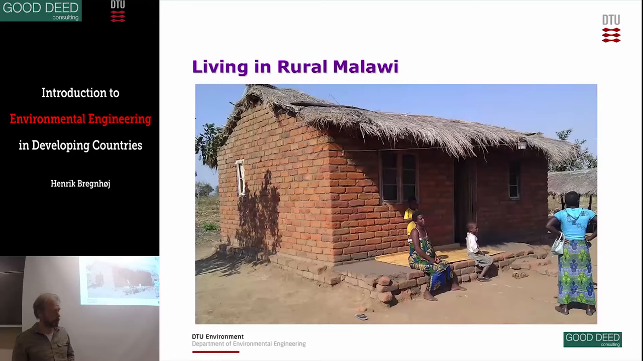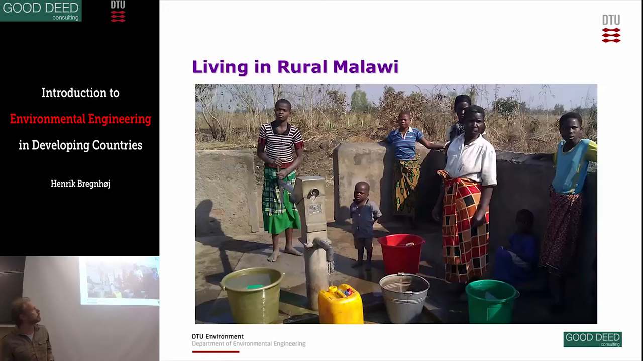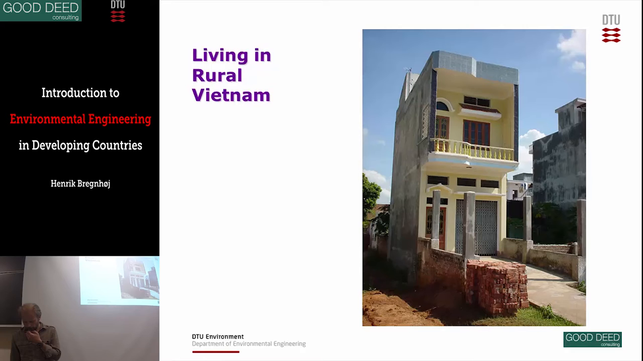What would they be doing in their daily life? Some of them would be fetching water from the standpost. They have very little water. It's a very dry area, and this standpost may be serving a whole village or three villages. It was installed by the Danish Red Cross, and people had to walk a long way, but that was their best water source here. But in the rural areas, it can also look like this. This is an example from Vietnam, where people with a bit more money have built a very nice house. Now it starts to look like the one I showed from South Africa or Denmark here.